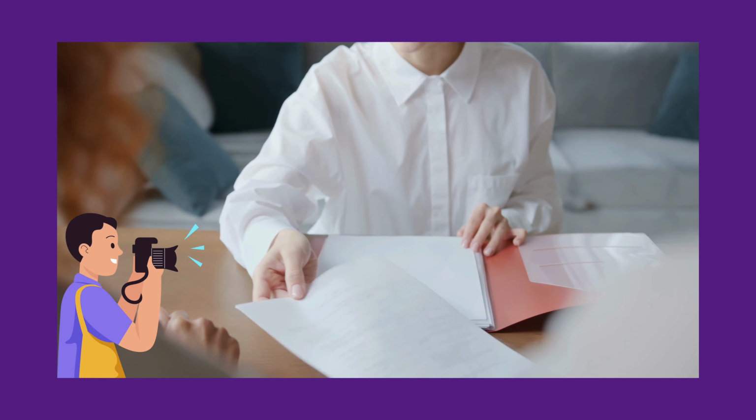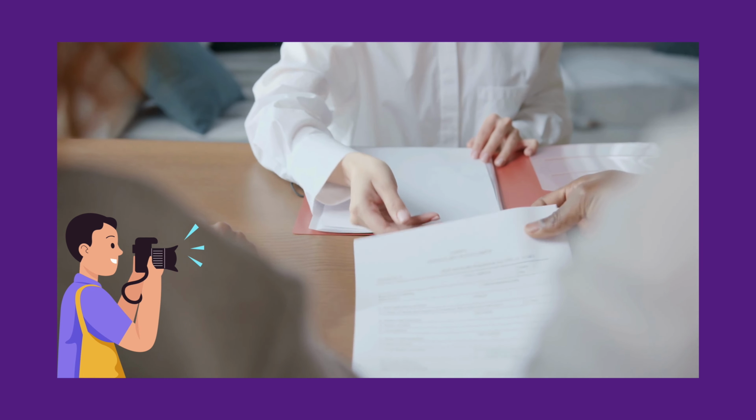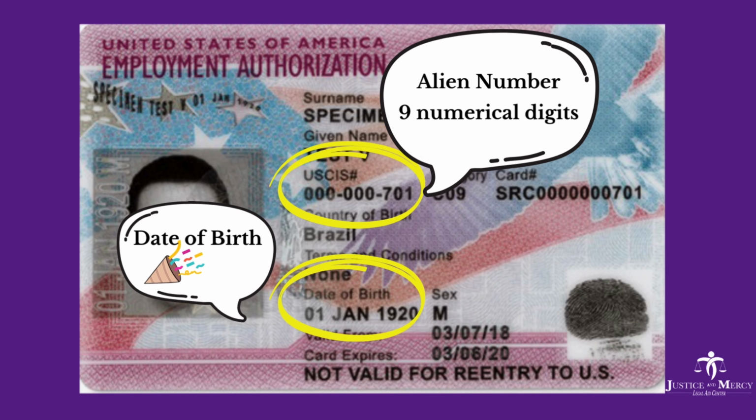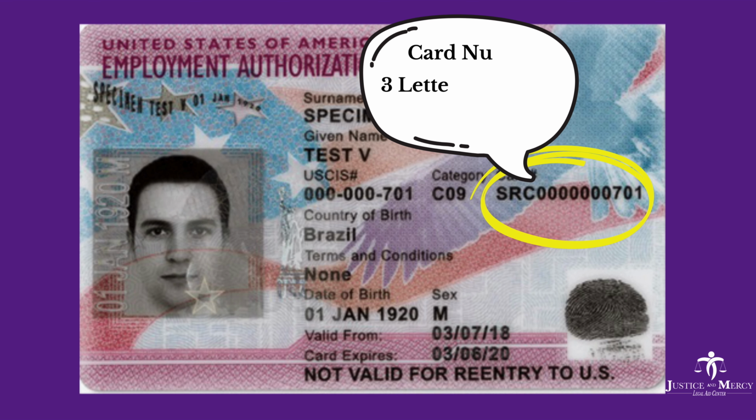We strongly recommend that if you can, take a picture or get a copy of your work permit in the event that you misplace or lose your work permit. That way you can easily reference the information on your work permit card. I also want to point out that your birthday is listed on your work permit card, as well as your A number and a unique card number that identifies this specific work permit card.